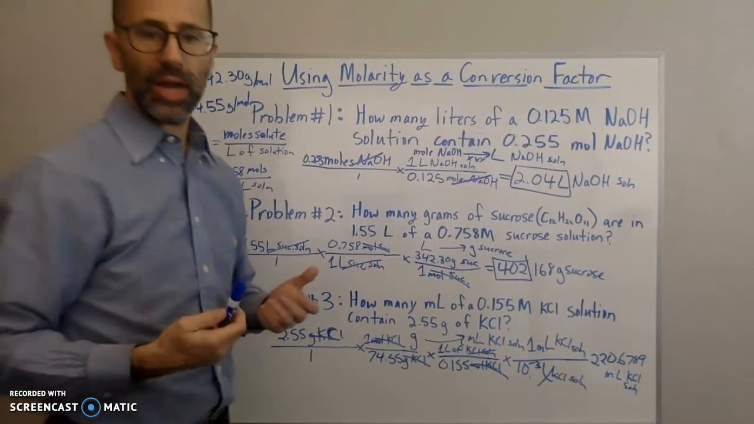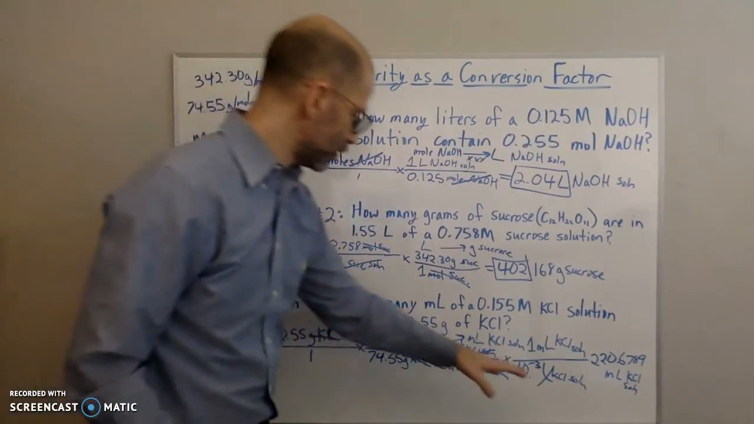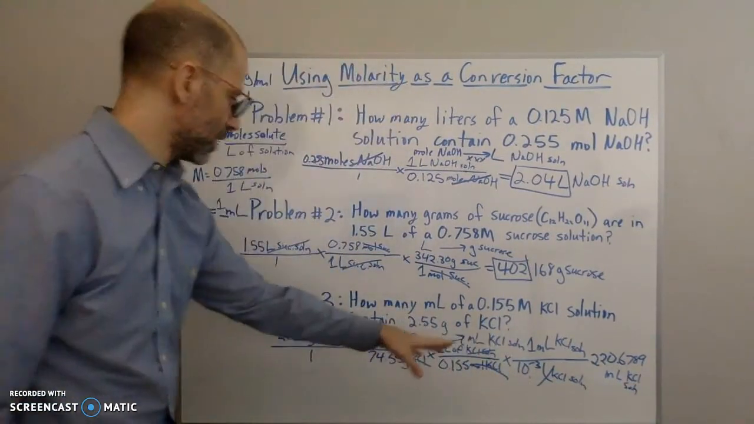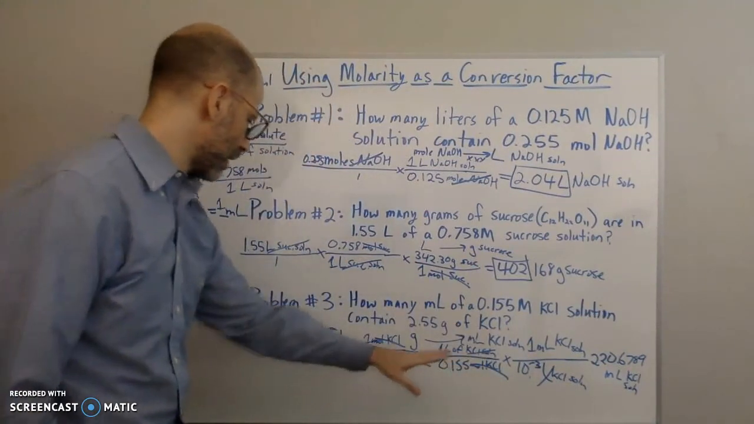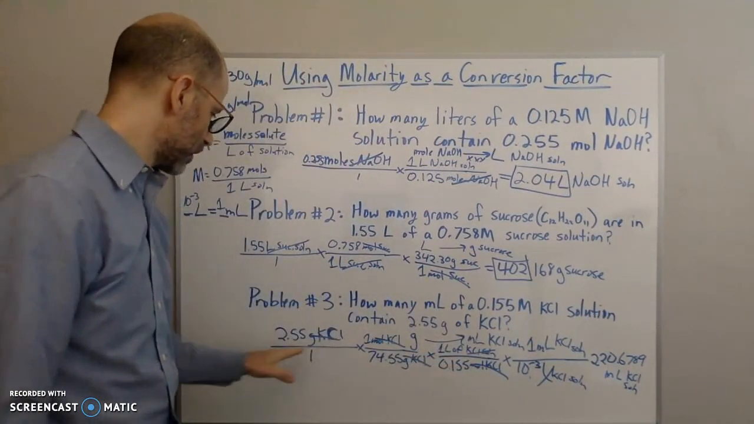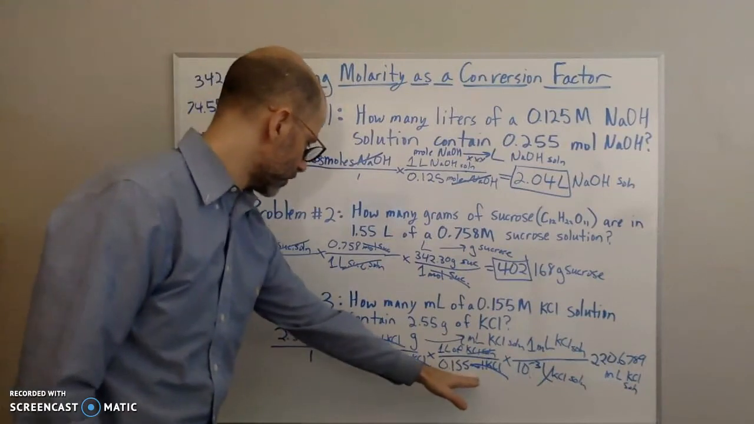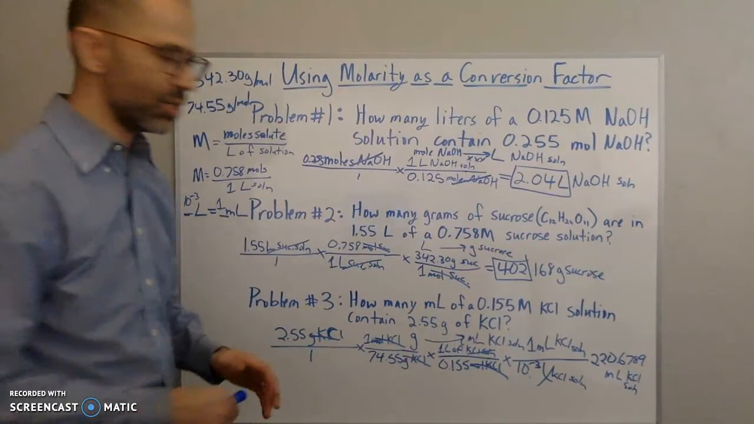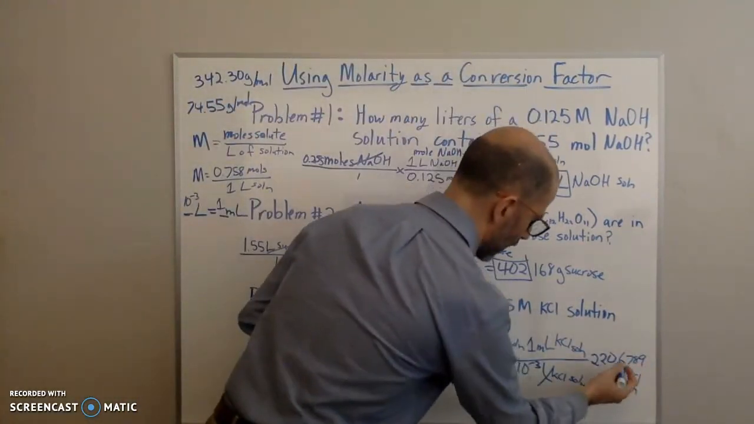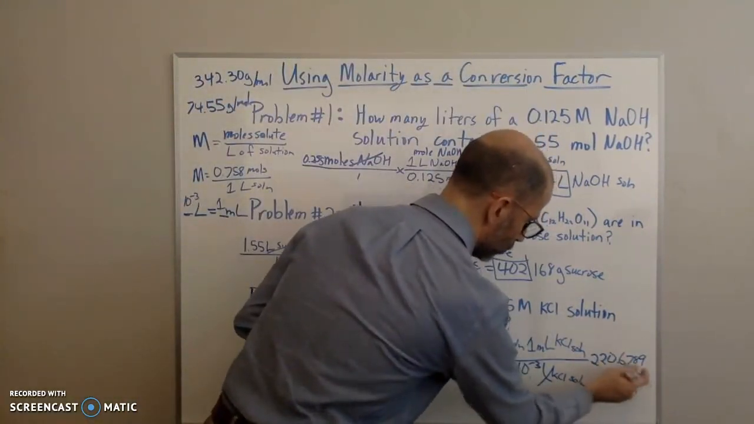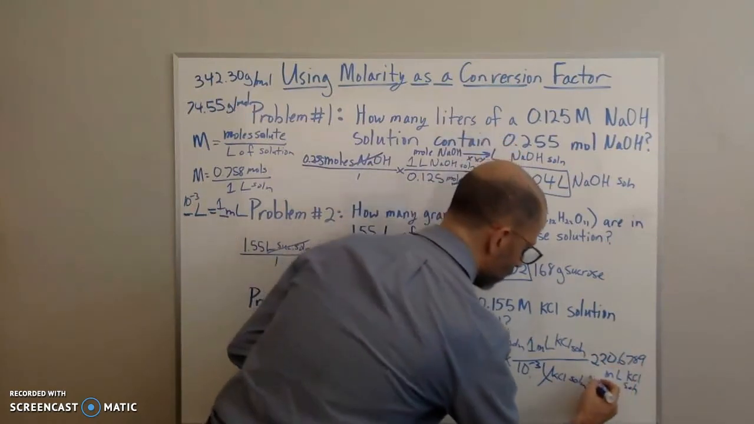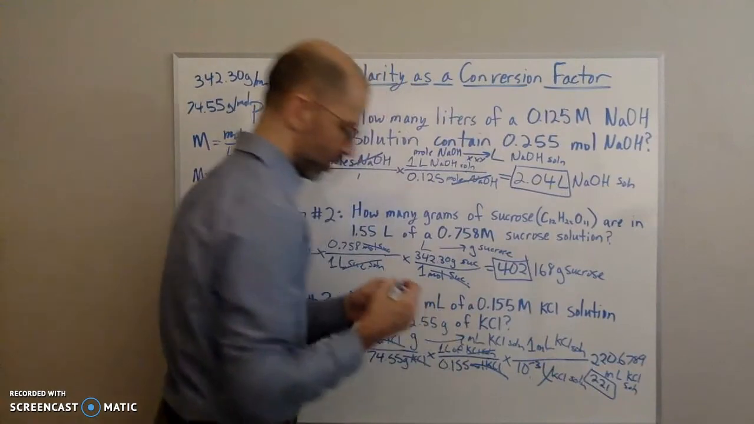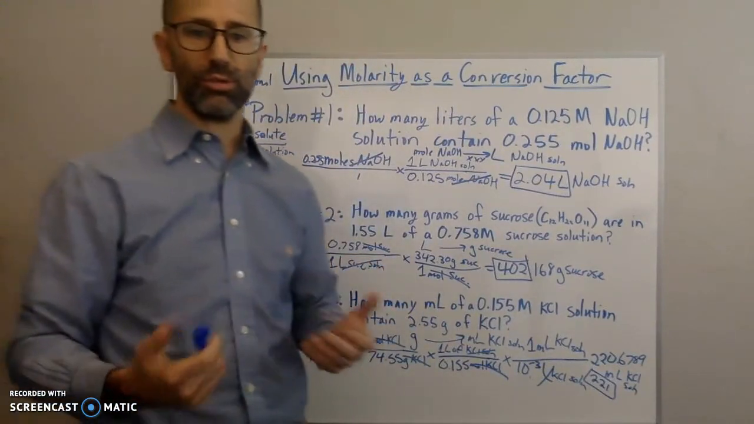So I have to figure out how many digits I'm allowed to keep. This is exact, 1 milliliter to liters, that's exact, I can ignore that. That's a measure, that's a measure, that's a measure. So I have 3 sig figs here, 4 here, 3 here. The least number is 3. So I have to cut it off after the 0. There's a 6 after it, so the final answer is 221 milliliters of my KCl solution.